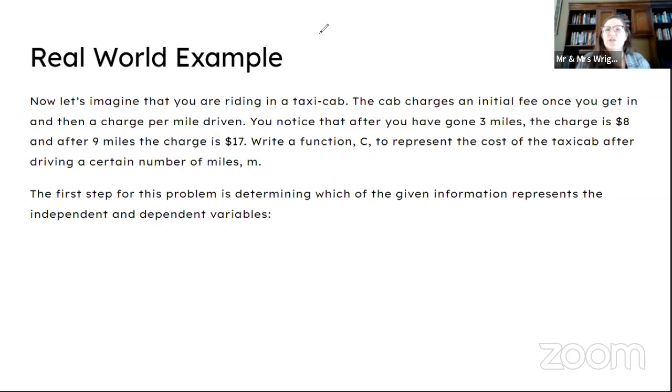So you need to write a function C to represent the cost of the taxi cab after driving a certain number of miles. So the first step in this problem is to determine which of the given information represents the dependent and independent variables.